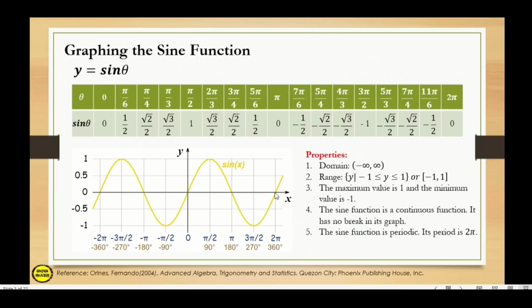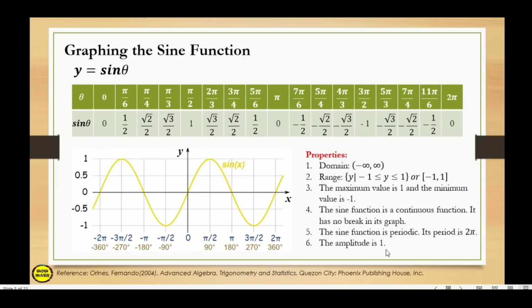And then, pagdating ng 2 pi, babalik ulit siya. Ganito ulit yung itsura ng graph natin. So, ganun ulit. Pagkatapos ng 4 pi, uulit-ulit siya. So, every 2 pi yung period niya. And the amplitude is 1.